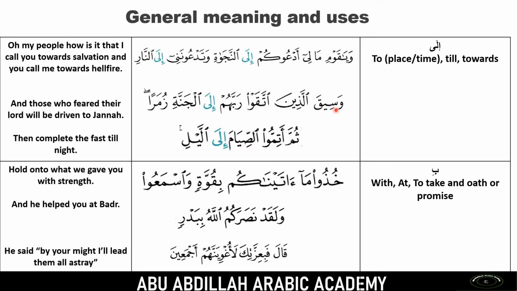Now let us look at the next example, which says وَسِيقَ الَّذِينَ اتَّقَوْا رَبَّهُمْ إِلَى الْجَنَّةِ زُمَرًا. That is, the ones who fear their Lord will be driven ilal jannati, towards al jannah, zumara, in groups. So here again ila is used to give the meaning of to or towards, and here also it is a place, that is al jannah.